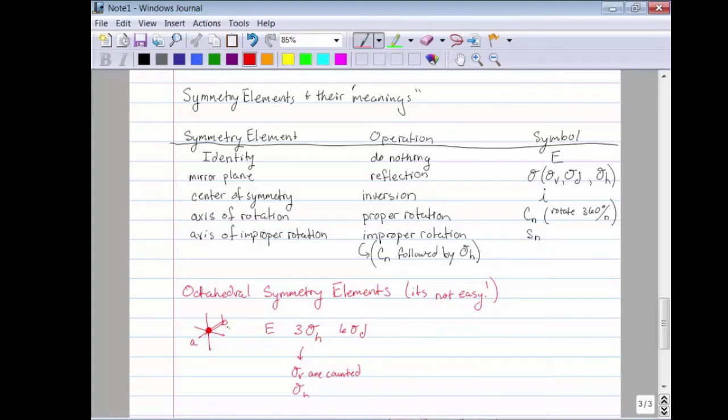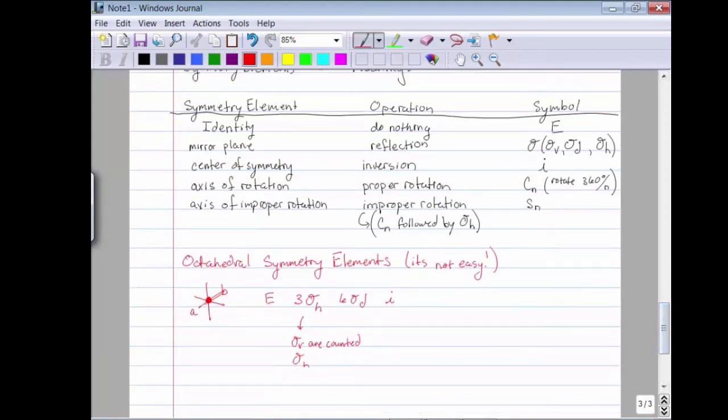So if you look at your octahedron, if the center of this is the inversion center, this is the same as this, this is the same as this, this is the same as this. So it does in fact have an inversion center. So it has i.